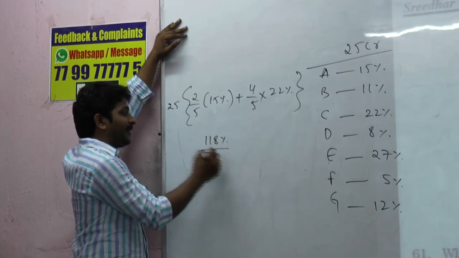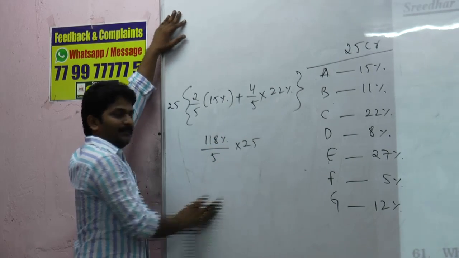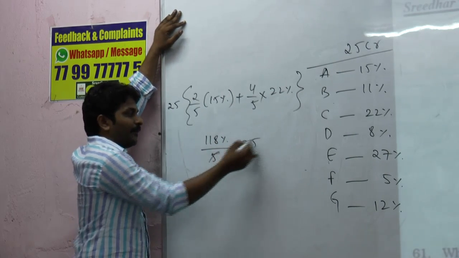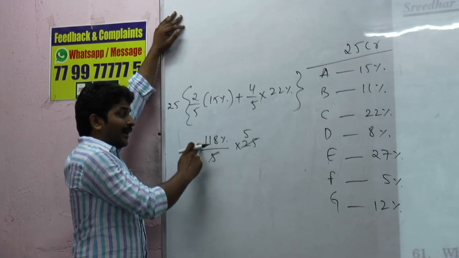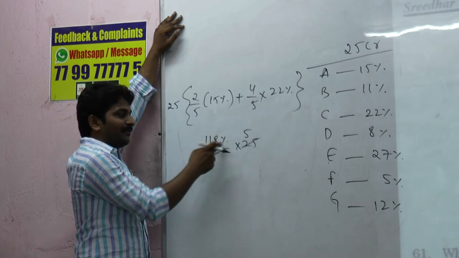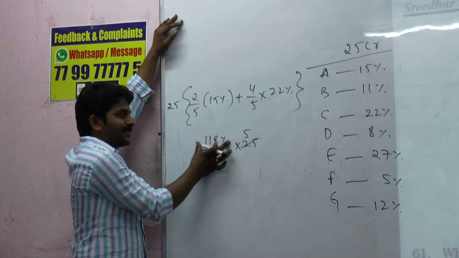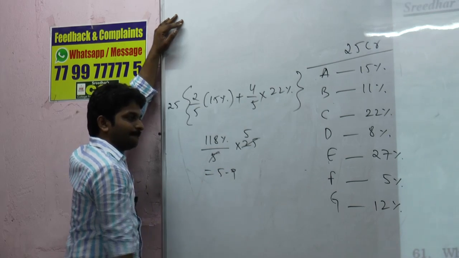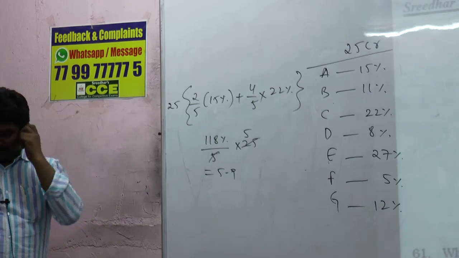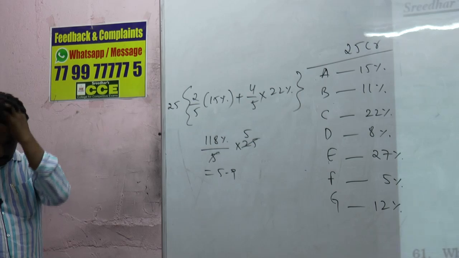118% by 5 into 25. 5 how many times? 5 times. 118% of 5 or 5% of 118, one and the same. 10% of this number is 11.8. Half of that is 5.9 crores.